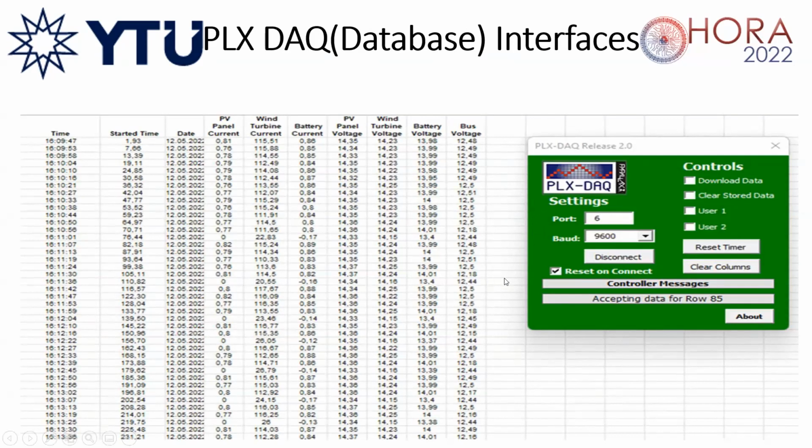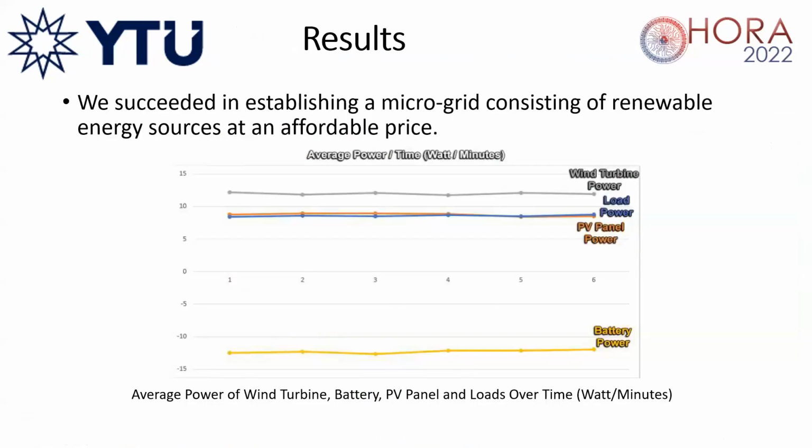The Parallax data acquisition tool, also known as PLX-DAQ software, is an add-in as a Microsoft Excel macro that provides easy spreadsheet analysis of data collected in the field, laboratory analysis of sensors, and real-time equipment monitoring. We succeeded in building a low-budget, independent, and smart microgrid. All the figures were gathered with PLX-DAQ.